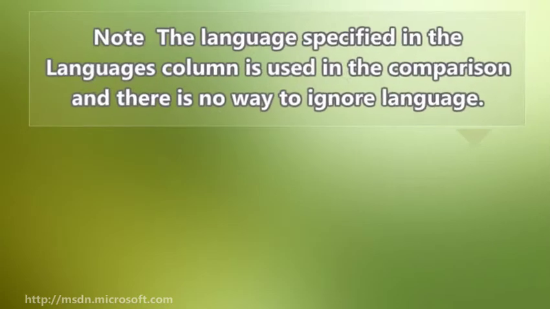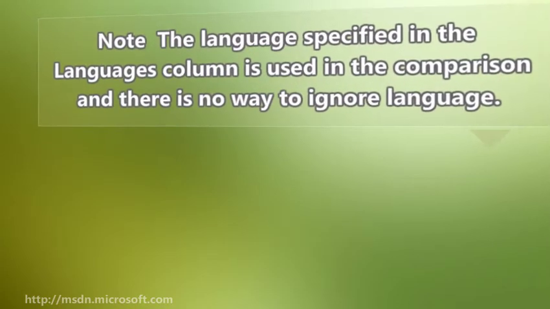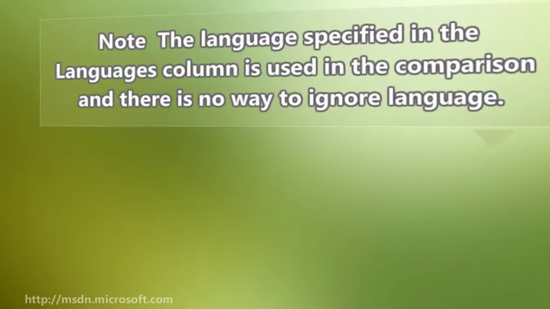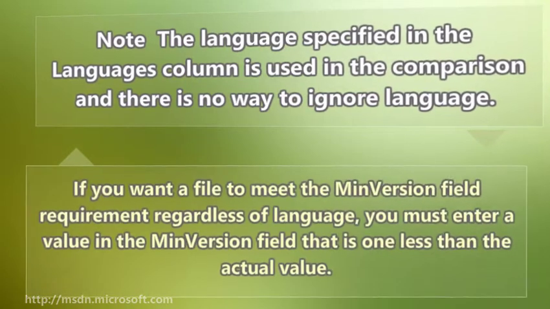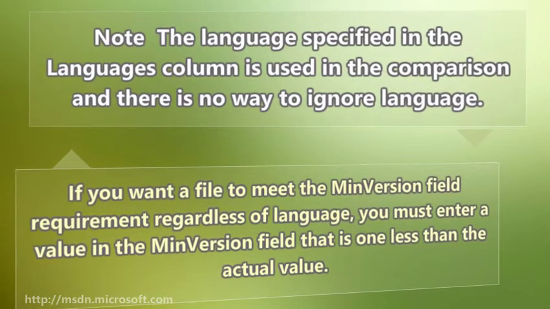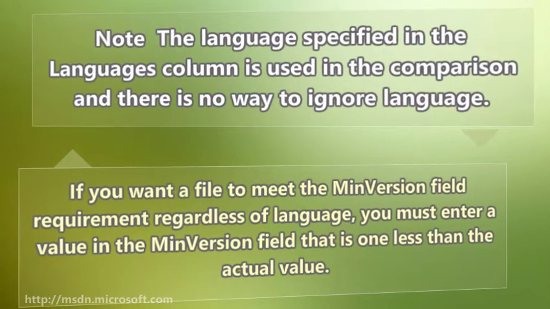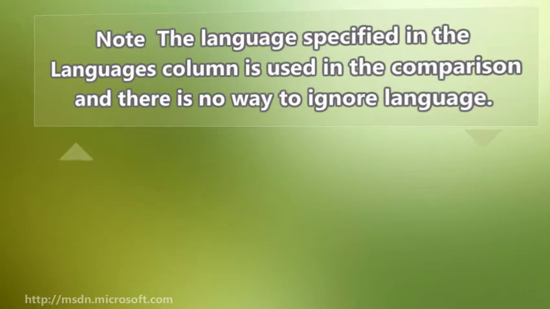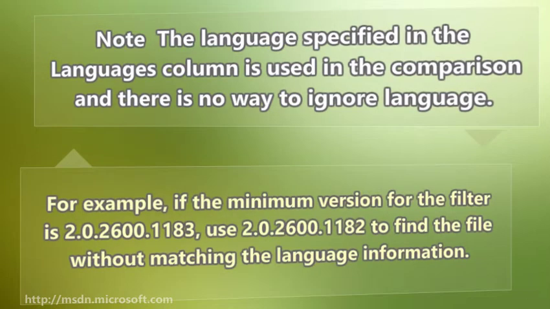Note the language specified in the languages column is used in the comparison, and there is no way to ignore language. If you want a file to meet the min version field requirement regardless of language, you must enter a value in the min version field that is 1 less than the actual value. For example, if the minimum version for the file is 2026001183, use 2026001182 to find the file without matching the language information.